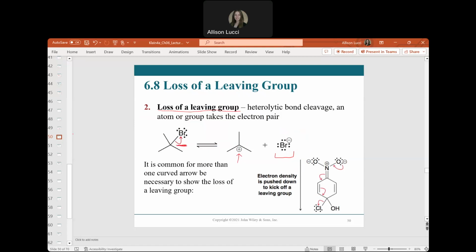So we only have one arrow shown in the loss of a leaving group, but at times, depending on if there is more than one pair of electrons moving, sometimes we'll see that there are multiple arrows involved in our leaving group arrow pushing pattern.